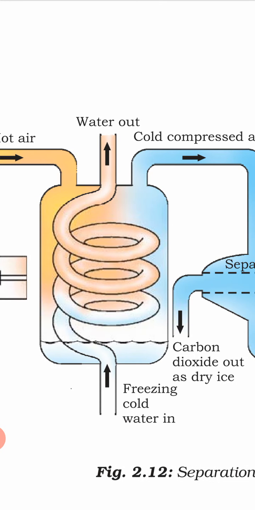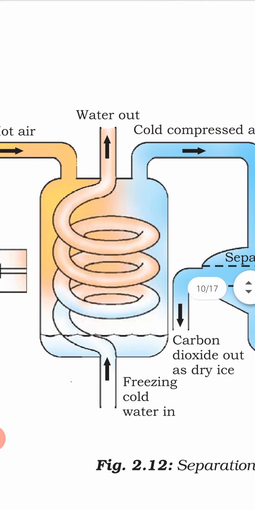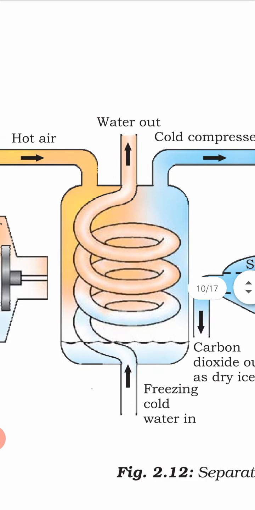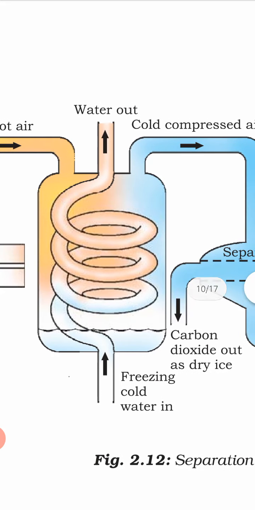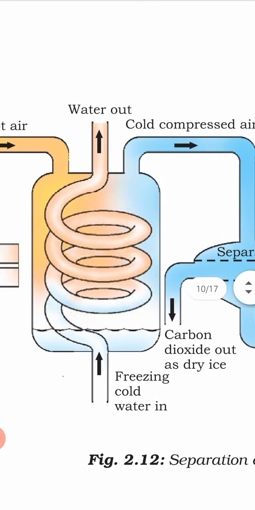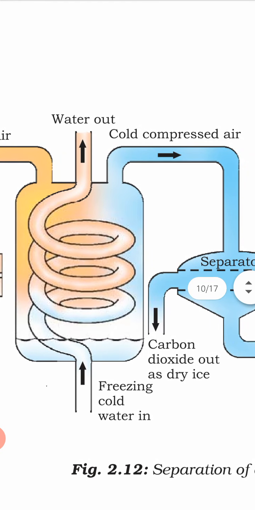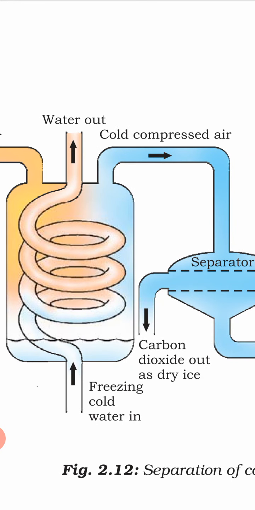In this chamber you can see a spiral tube, and through the bottom of this tube freezing cold water is taken inside, and from the other side water is taken outside. What is the purpose of this very chilled water? The hot air coming to this chamber has its temperature reduced by this freezing cold water. Once the temperature of the hot air is reduced, it becomes cold compressed air.